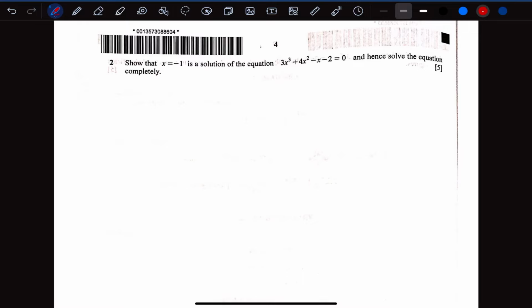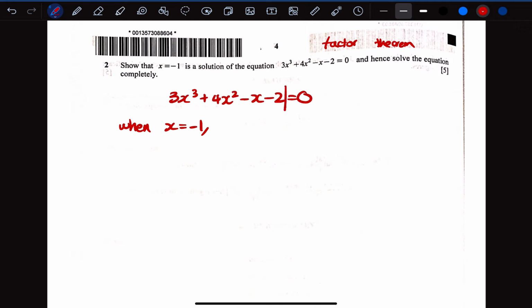Okay, this is the 2021 paper 2 question 2 on your factor theorem, right? And here they tell you to show that x equals -1 is a solution to this entire equation. Well, all we need to do is to just substitute in a suitable value of x, in which they have told us essentially what to sub in. So when x equals -1, what we are supposed to prove is that indeed it will equal 0, because when it equals 0, it will tell us that it is a factor.